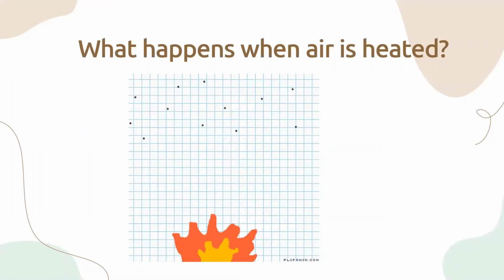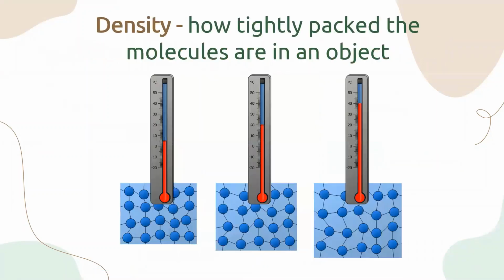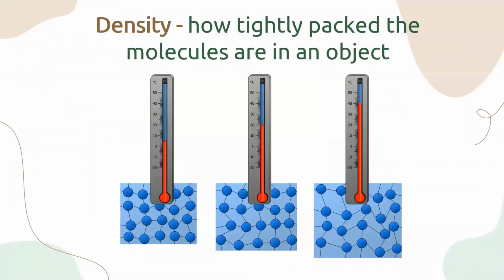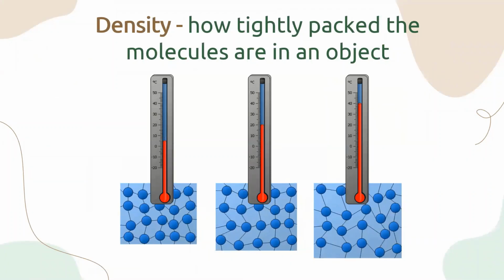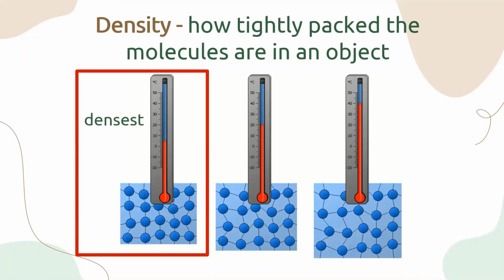Now observe what happens when air is heated. As we can see, warm air rises. To explain this, let's discuss density. Density refers to how tightly packed the molecules are in an object. In the diagrams below, which shows a tightly packed arrangement of molecules? Yes, the first diagram shows the tightest arrangement, making it the densest among the three.